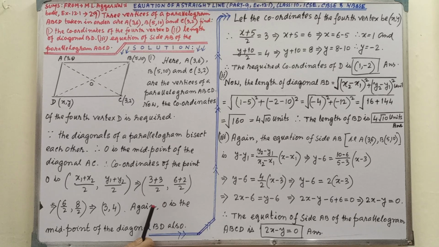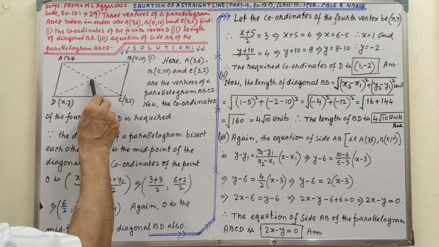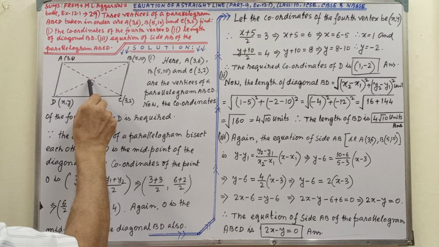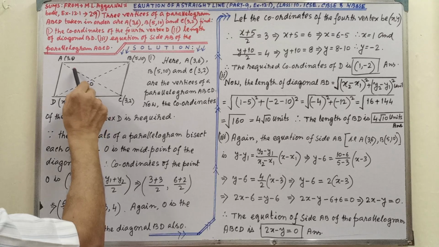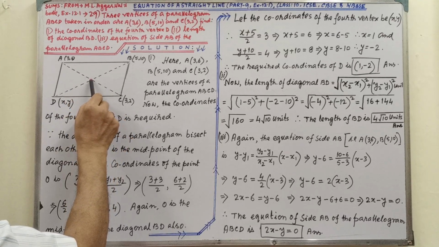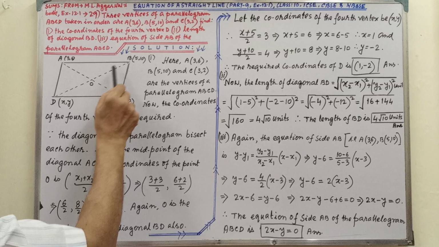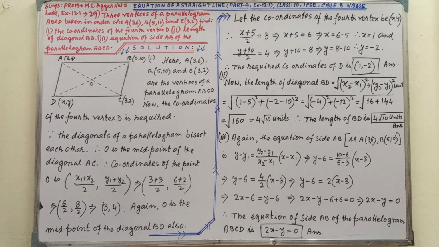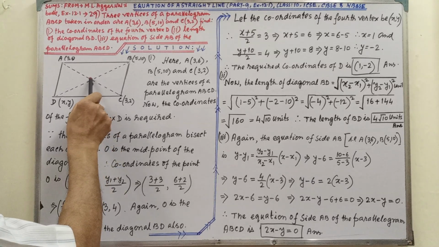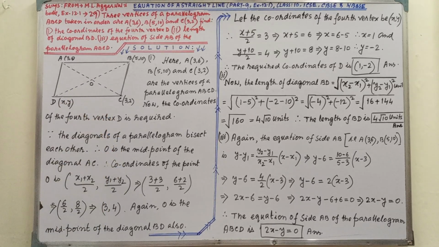Again, O is the midpoint of the diagonal BD also. O is the midpoint of the diagonal BD. Since the diagonals bisect each other, when we are getting the coordinates of the midpoint of AC, at the same time we are getting the coordinates of the midpoint of BD also, because it is the same intersecting point. This is why O is the midpoint of the diagonal BD also.